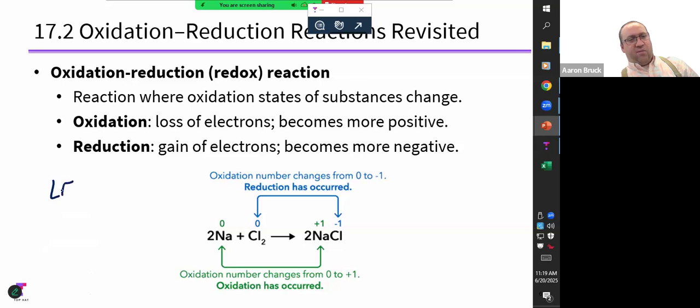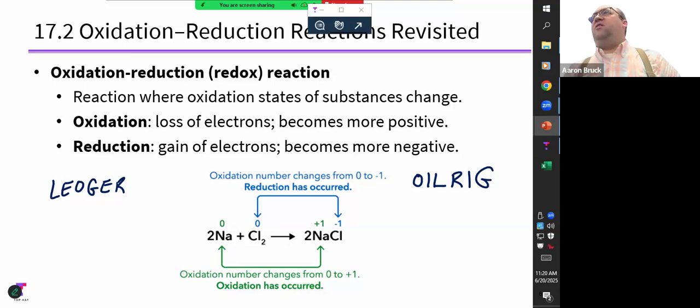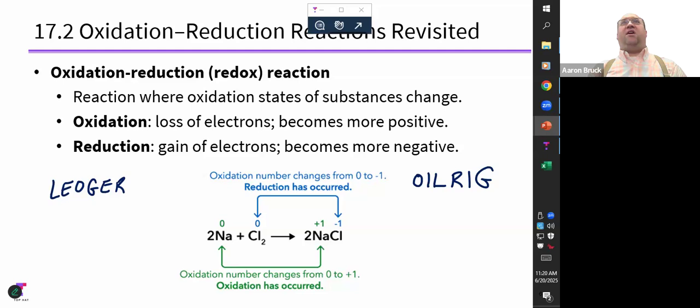Now, if you remember back to Chem 105, we talked about both of these processes through one of these two mnemonic devices. LEO GER: loss of electrons is oxidation, gain of electrons is reduction. Leo the lion goes grrr. Or we talked about it through the template of OIL RIG. Oxidation is loss of electrons. Reduction is gain of electrons.